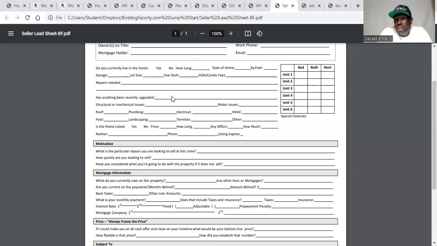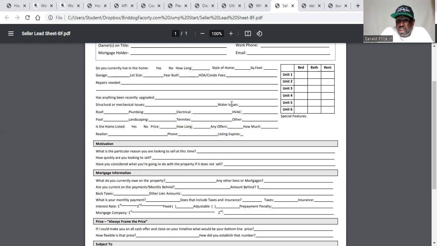Has anything been recently upgraded? You know, that's a good question. If yes, how soon? What did you do? Do you remember what it cost you? Those types of questions, because that's going to give you some idea of the general condition of the property, whether it's good, fair, or bad.